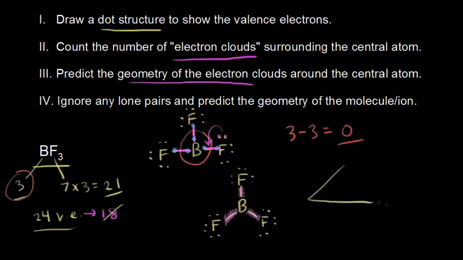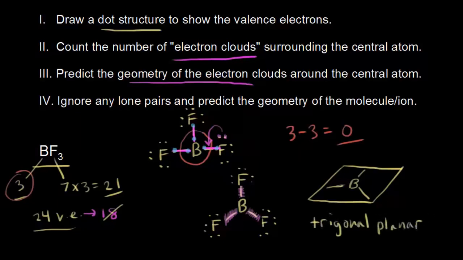So I'm going to draw a sheet of paper here, in a plane, and we're going to put our boron atom in the center, and here's one of our electron clouds, and then here's another one, and here's our third one here. So they're going to get as far away from each other as they possibly can. We call this shape trigonal planar. So let me go ahead and write that here. So this is a trigonal planar geometry of my electron clouds surrounding my central atom.